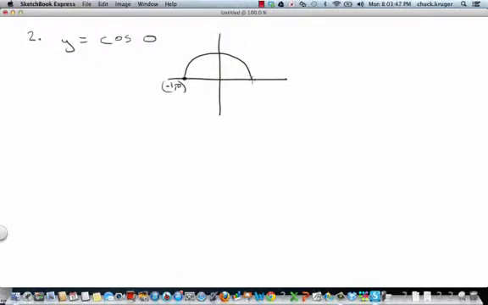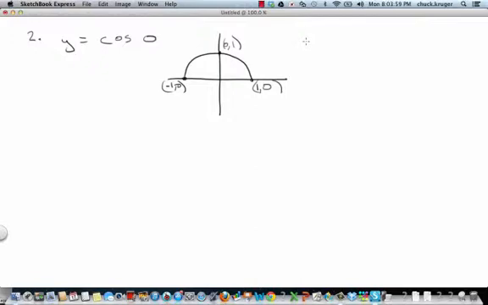Example 2, we're looking at y equals the cosine of 0. If I take a look at the unit circle again, this point is negative 1, 0. This point is 1, 0. And this point right here is 0, 1.